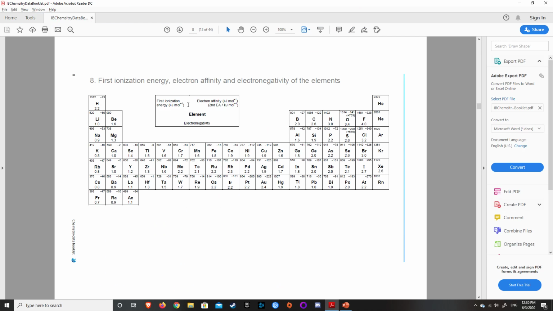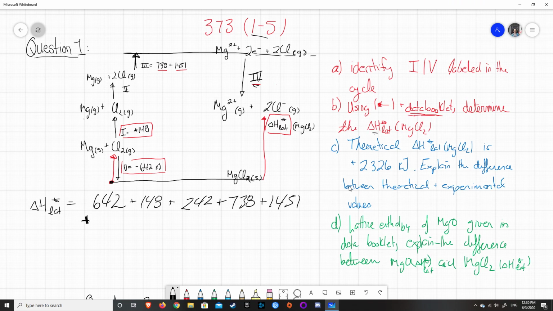As you look right here: first ionization energy, electron affinity, and electronegativity. Electron affinity is provided in our top right-hand corner in kilojoules per mole. Top right-hand corner of chlorine, negative 349. So you've got negative 349, but that's for one chlorine atom reacting with one electron to form a chloride ion. But we've got 2 right here, so times 2. And this should give us our lattice enthalpy.